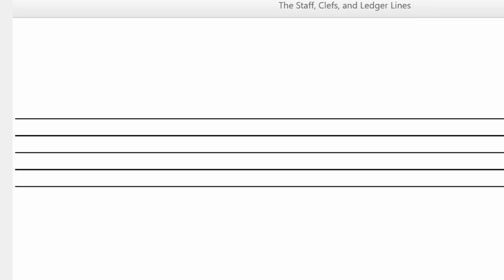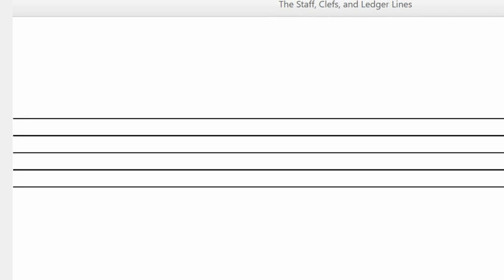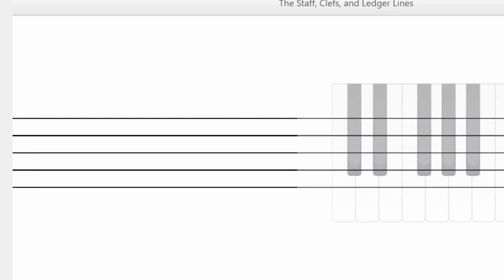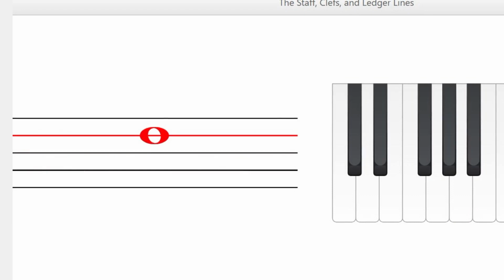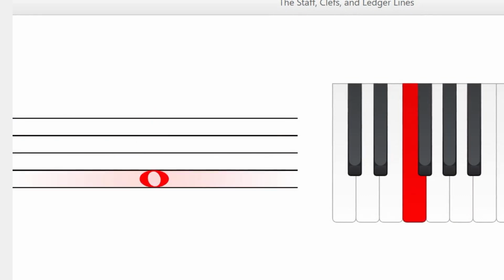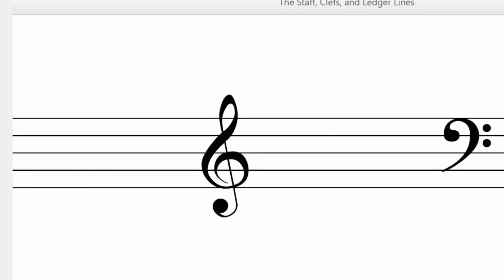The staff is the foundation upon which notes are drawn. The modern staff, as we know, comprises 5 lines and 4 spaces. Every line or space on the staff represents a white key on a keyboard. Clefs assign individual notes to certain lines or spaces, and 2 clefs are normally used: the treble, which is for the right hand, and the bass, which is for the left hand.